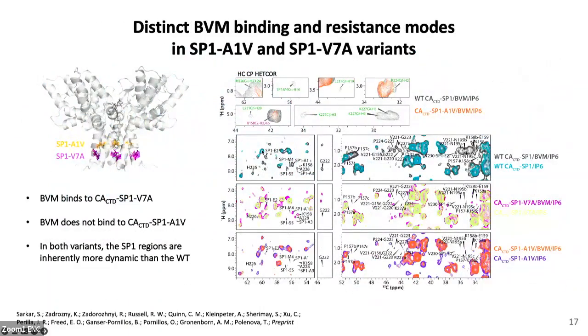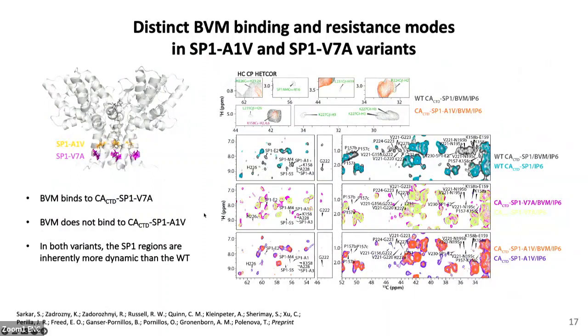Okay, now let's switch gears towards the HIV mutation, as I was telling before. We have studied these two specific HIV mutations, which show resistance to BVM, which are SP1 A1V and SP1 V7A. These binding mechanisms are very distinct and subtle. One change in the amino acid sequence changes the dynamics and interaction of the drug inside the six-helix bundle.